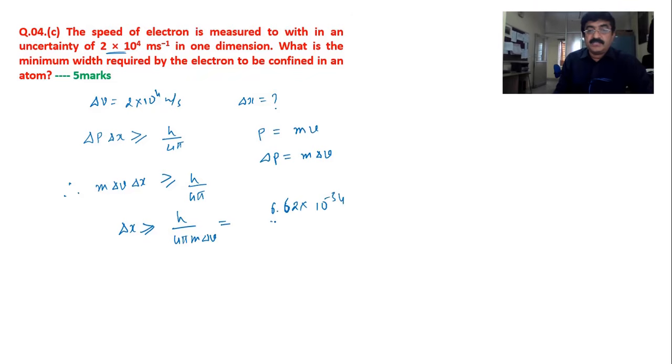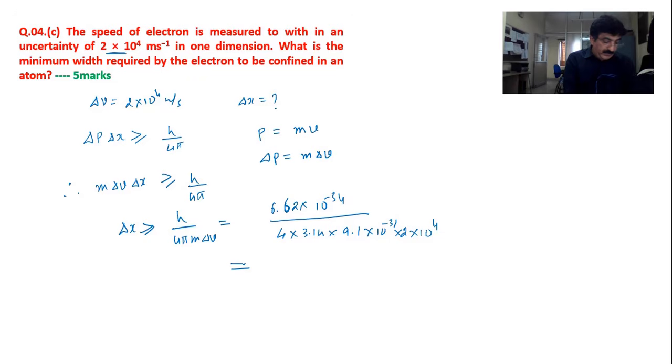Dear students, please do substitution. Simply doing calculation in your calculator and writing the final answer will not fetch you full marks. Always you have to show the detailed calculations including substitution. Now you substituted, do the simplification: 4 into 3.14 into 9.1 to the power of minus 31 into 2 into 10 to the power of 4.